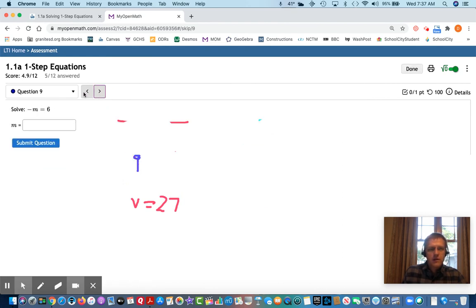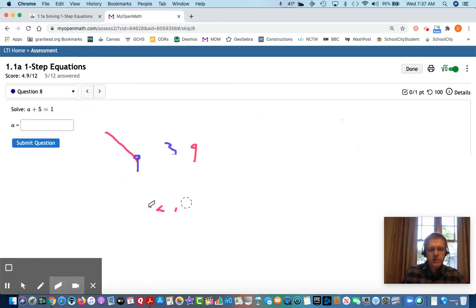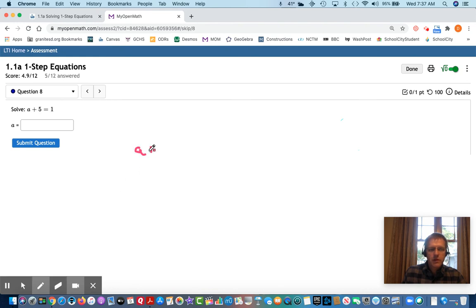Okay. Let's take this one. This one might confuse a few people. And this one says, notice your numbers might be different, probably are, a plus 5 is equal to 1. So what do I do? I probably should subtract 5 from both sides. Cool. So a is equal to 4.